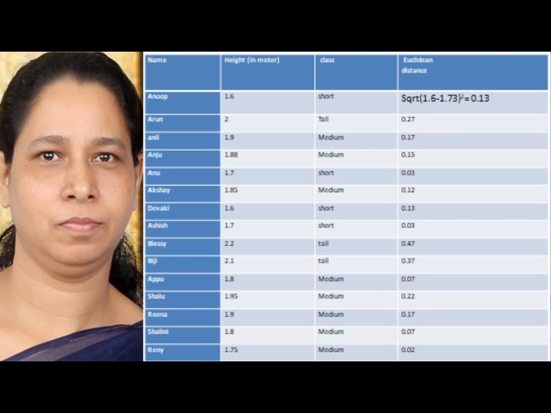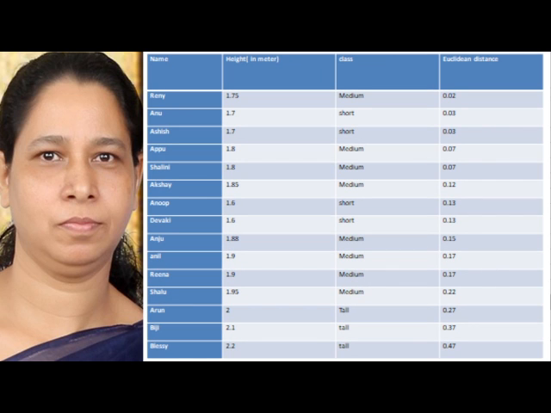Similarly, we are calculating distance for all other tuples. So the distances are recorded in the fourth column. Now we are ordering the training records based on Euclidean distance to find out the nearest neighbors. So we get the new table. Suppose the value of k is 5.